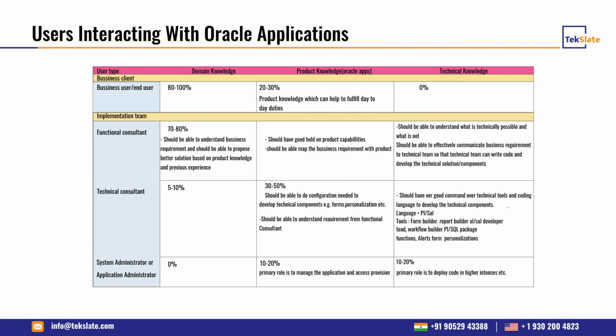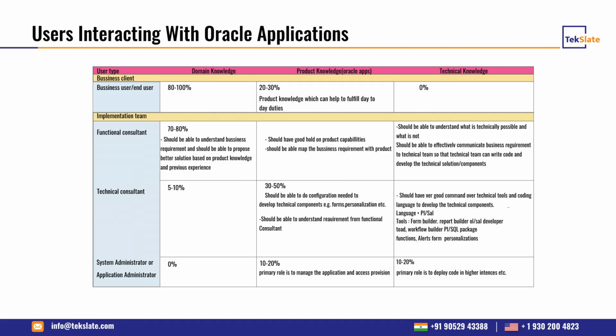But he is not expected to be an expert in product knowledge or technical knowledge. When I say product knowledge, it is the Oracle EBS product knowledge. As far as product knowledge for a business user or end user is concerned, he should be 20 to 30% comfortable with the application, which is limited to the usage of the application. He doesn't need to know how to configure the application. He doesn't need to know how to write code. So technical knowledge is not needed for him at all. Product knowledge in the range of 20 to 30% is to know how to navigate and use the application. But when it comes to domain knowledge, he should be an expert in his area, in his line. Now, second is the implementation partner or implementation team.